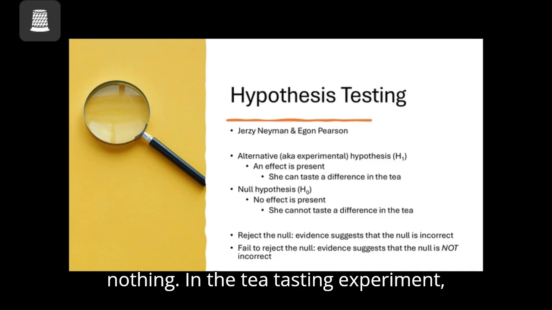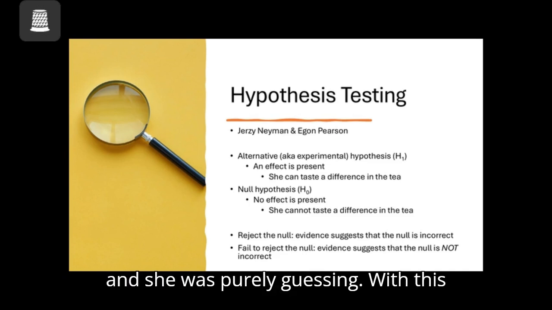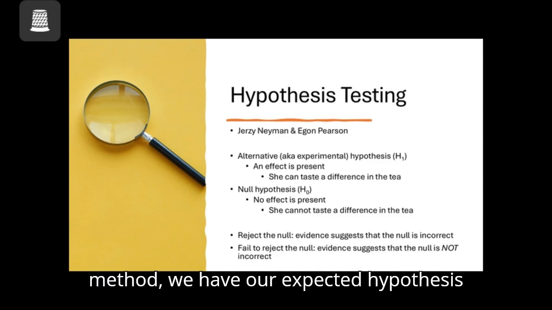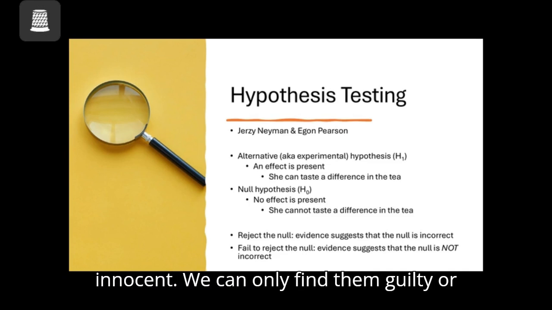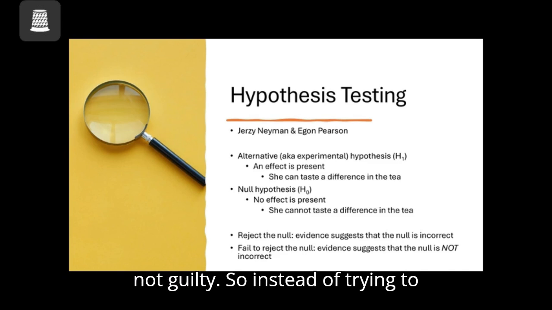It means nothing. In the tea tasting experiment, this would mean that she could not actually taste a difference in the teas and she was purely guessing. With this method, we have our expected hypothesis that she can taste a difference. But remember that we can't prove someone innocent. We can only find them guilty or not guilty. So instead of trying to accept our alternative hypothesis, we test the null and either reject or fail to reject it.